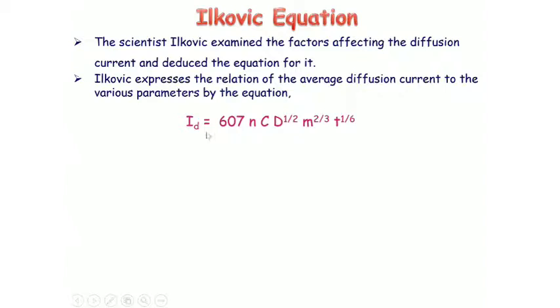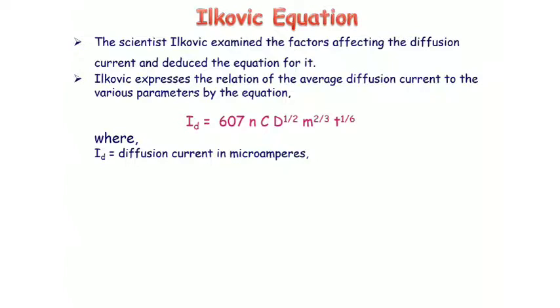n means the number of electrons involved in the reduction. m is the mass of the mercury drop. t is the drop time. These are the various parameters. The equation shows the relationship between diffusion current and the various parameters, and is called the Ilkovic equation. Here Id is the diffusion current, expressed in microamperes. The unit is very important.